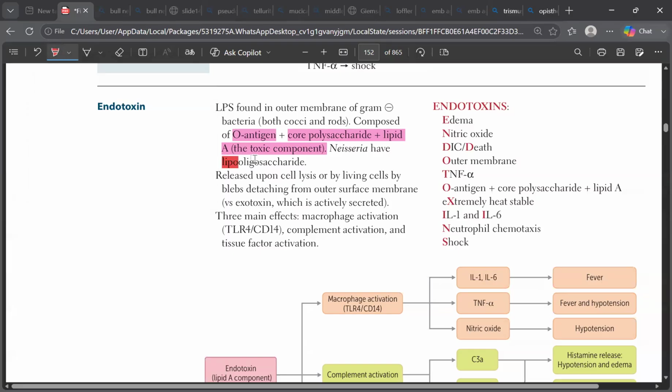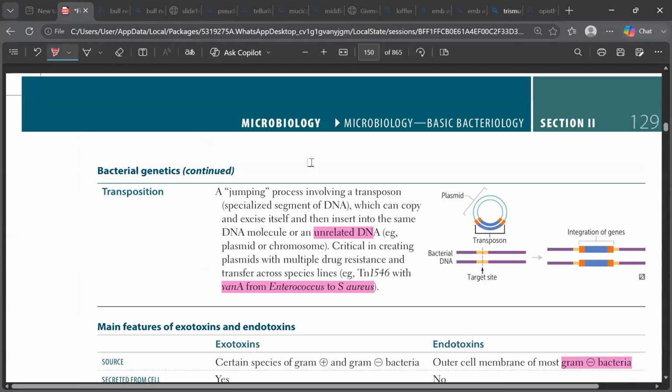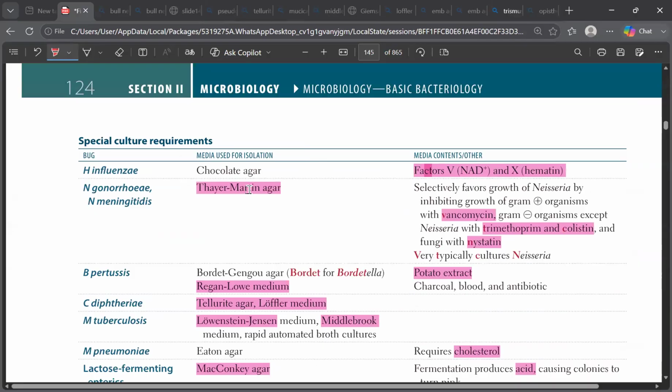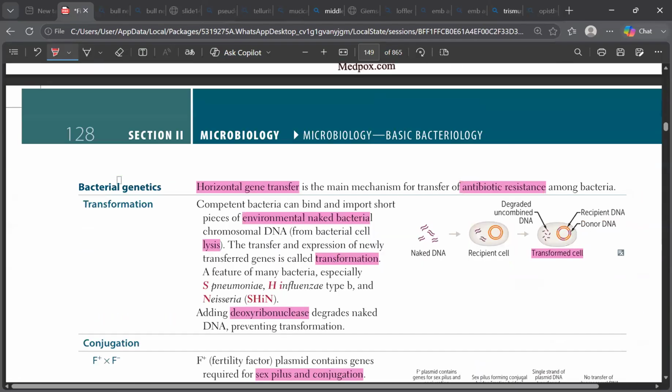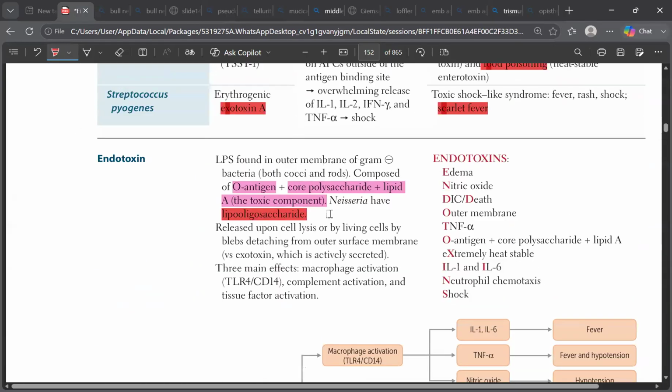They are gram-negative, but they have lipo-oligosaccharides, and I think they also require thiamine or whatever it was, for their growth. And here it has an exception that it has lipooligosaccharide instead of just lipopolysaccharide.